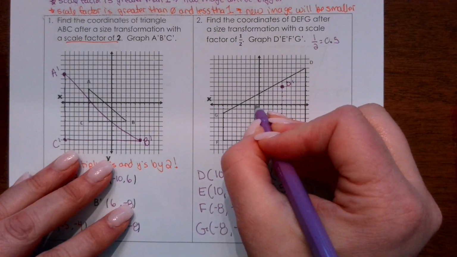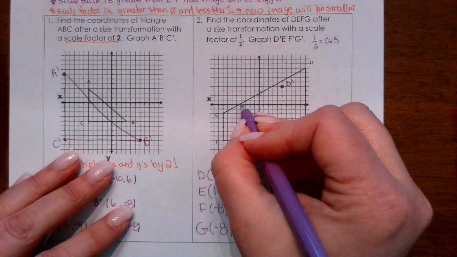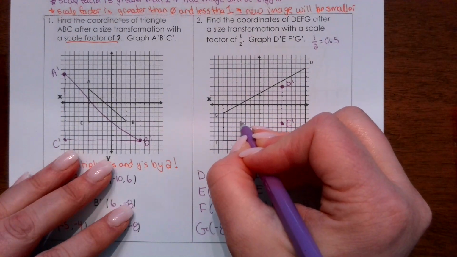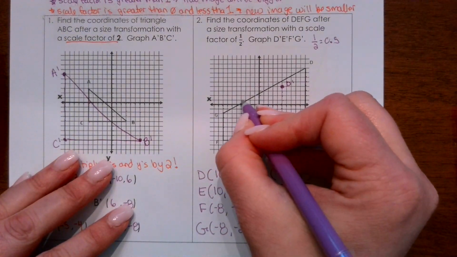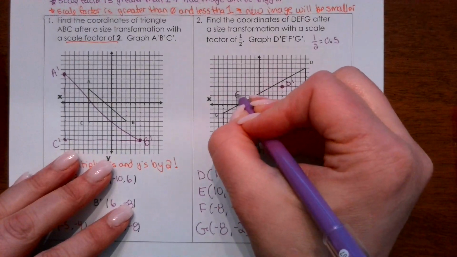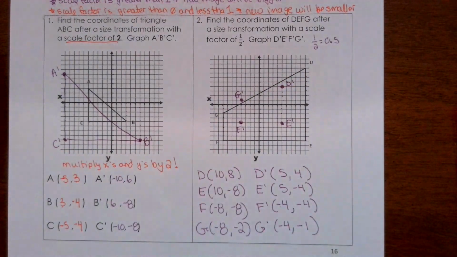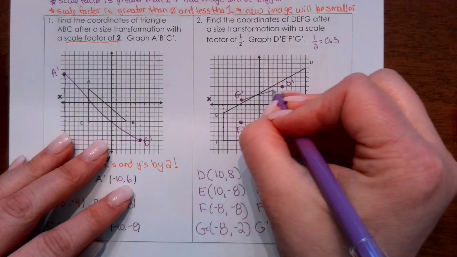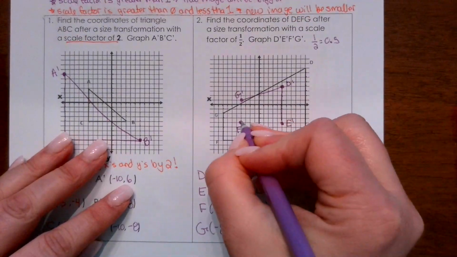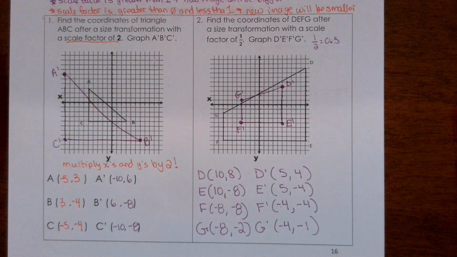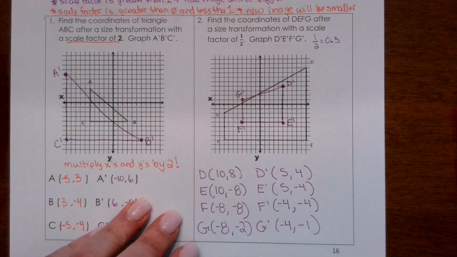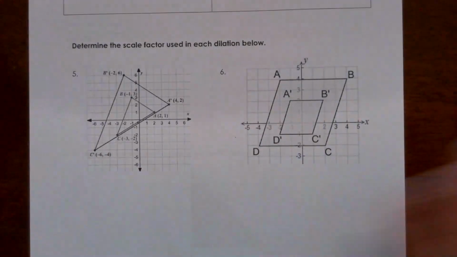F prime will be at negative 4, 1, 2, 3, 4. And G prime will be at negative 4, 1. So as I assumed, I was going to get a smaller version of the same shape. So let's take a look at our next page and see what we might want to explore further.